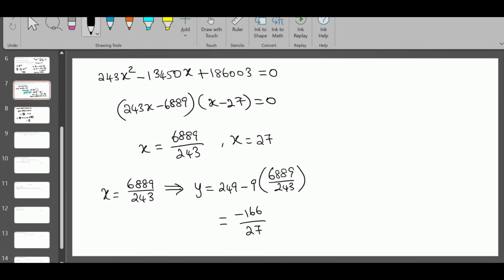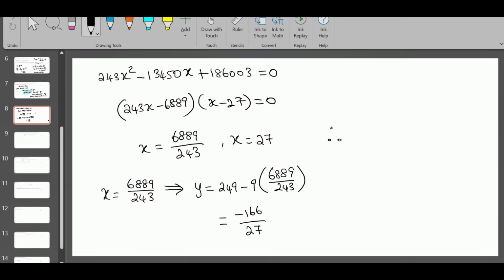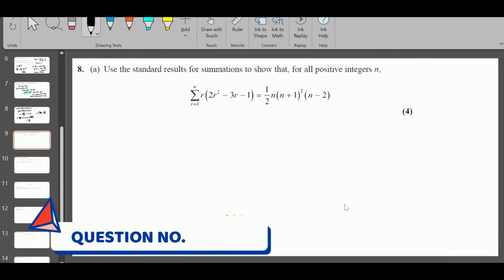Now go back to the question. They say it's the point Q. So you can write therefore Q is 6889 over 243, that's the x coordinate, comma, minus 166 over 27. That's all. Question number 8.